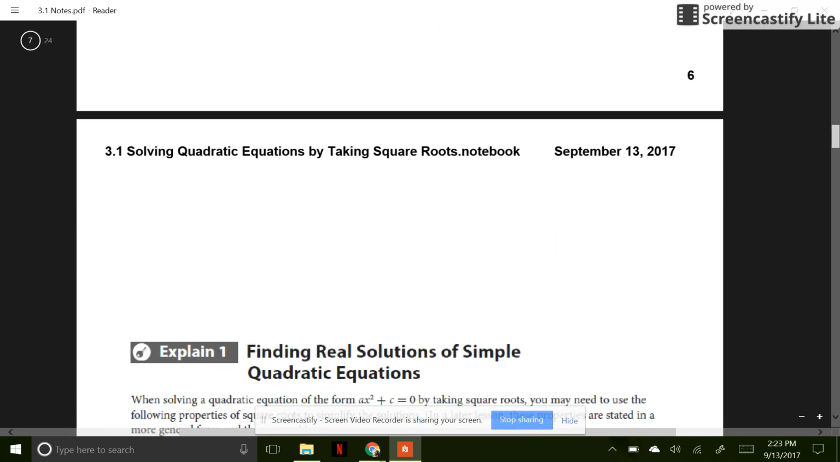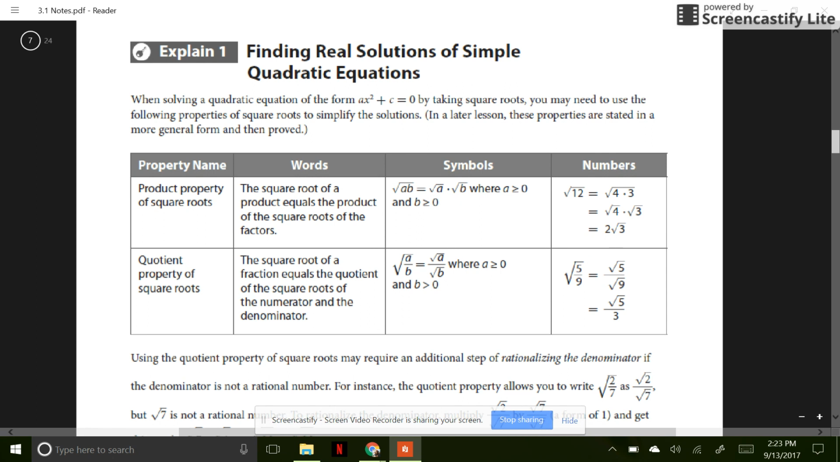Okay, so moving on. Now there's a couple of properties that go along with square roots. Hopefully these are familiar to you. So the main ones we're working with here are the product property of square roots and the quotient property.